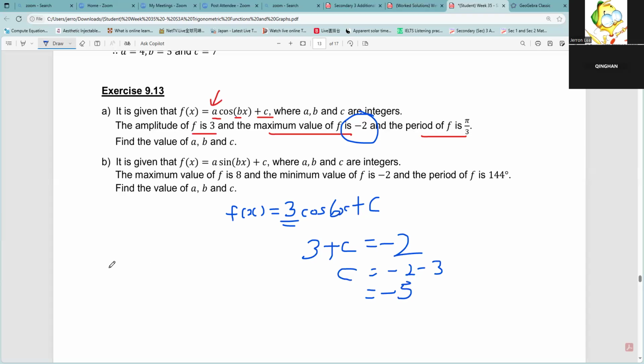So I can rewrite this very happily as 3 cos bx minus 5. Okay? Can follow so far?